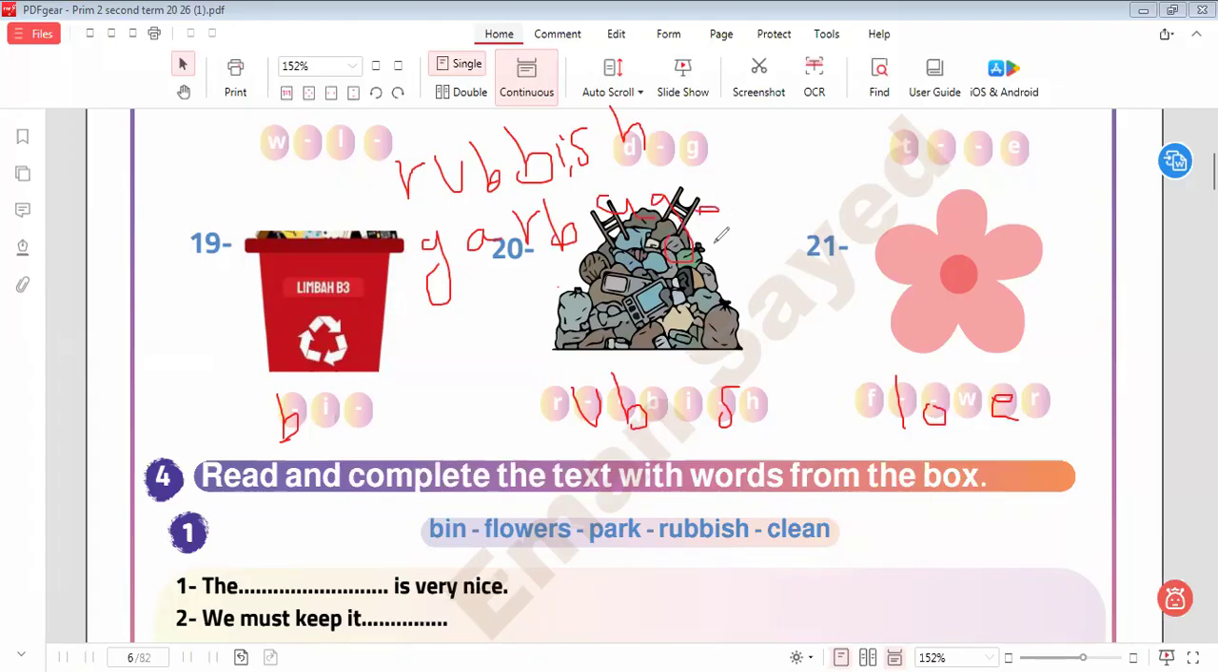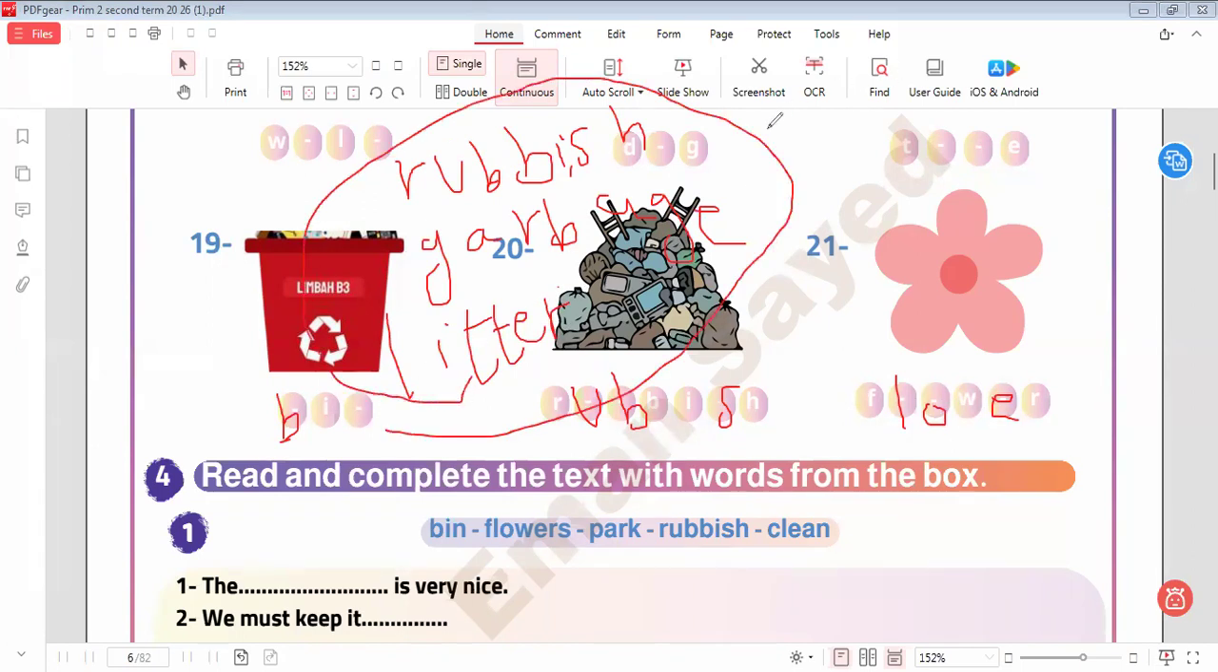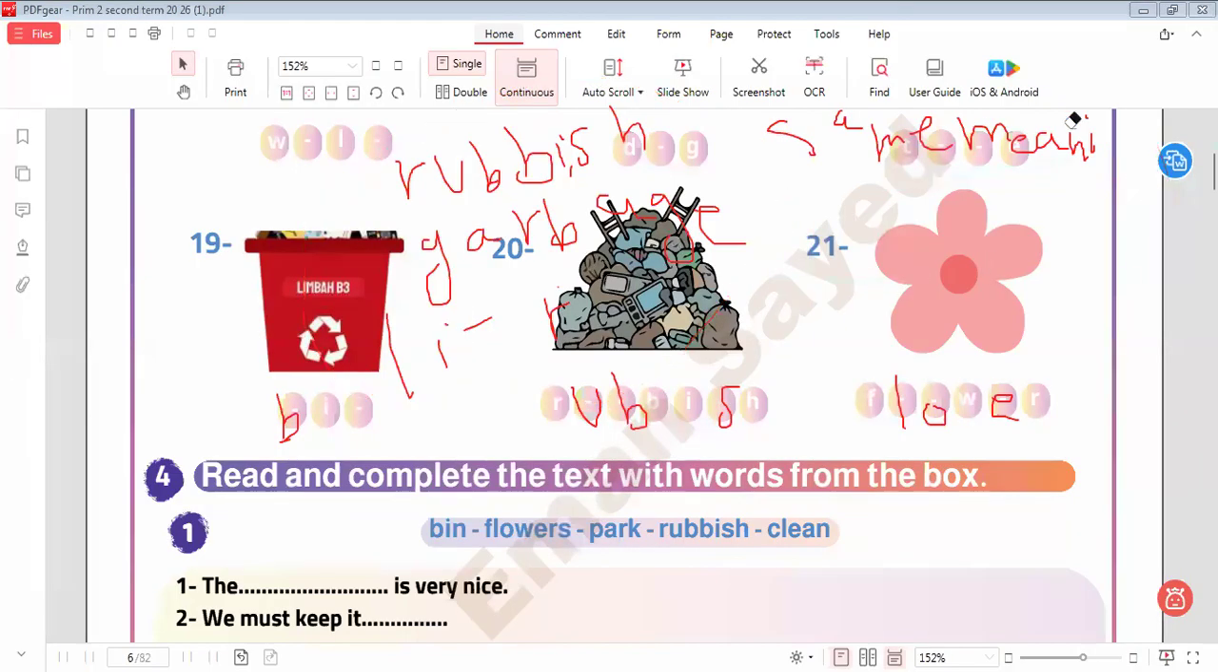And we have litter. All these refer to the same meaning. All these have the same meaning. Okay. We have here rubbish, garbage, and litter. All these words have the same meaning. Let's continue the rest of the exercise.